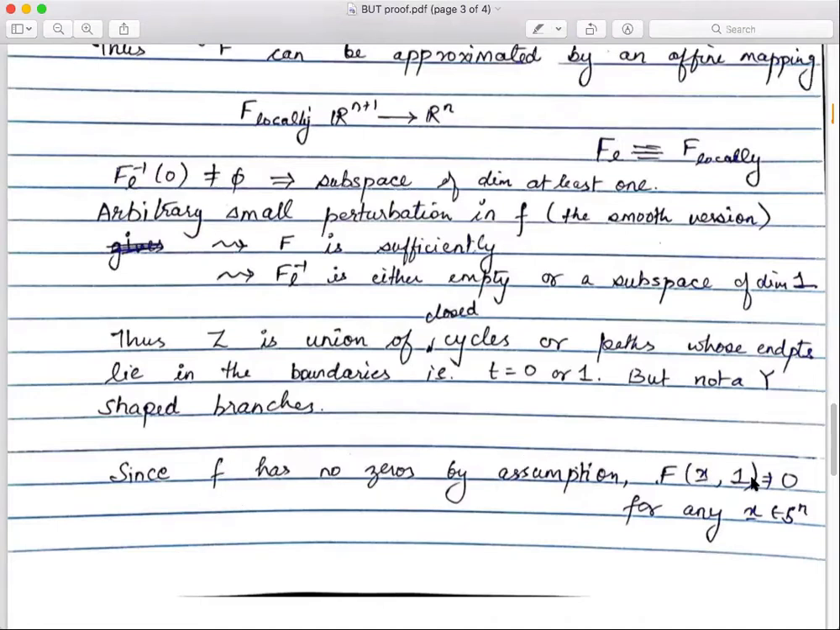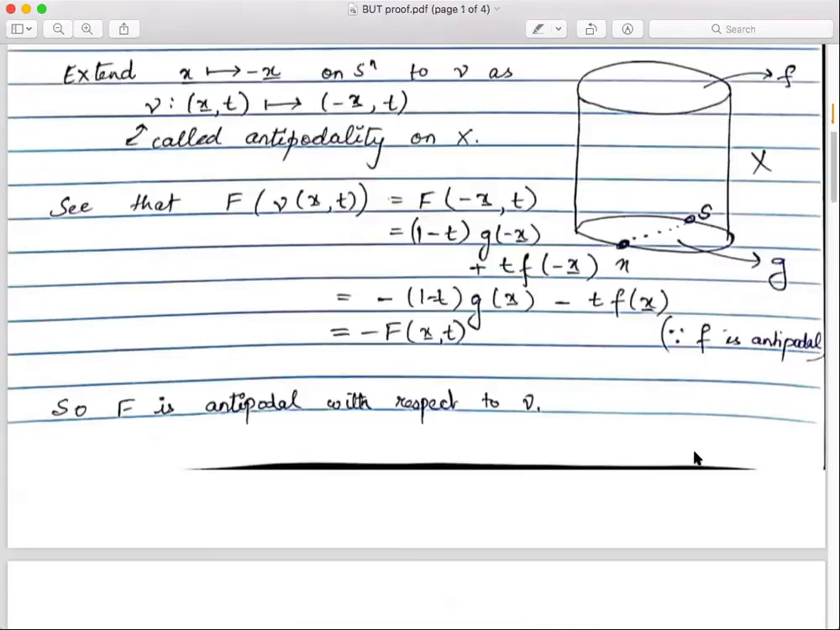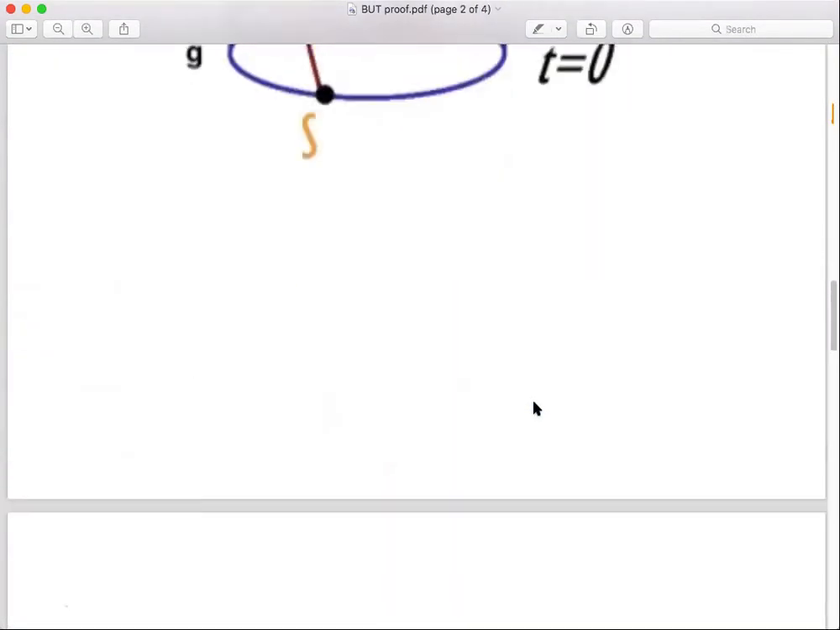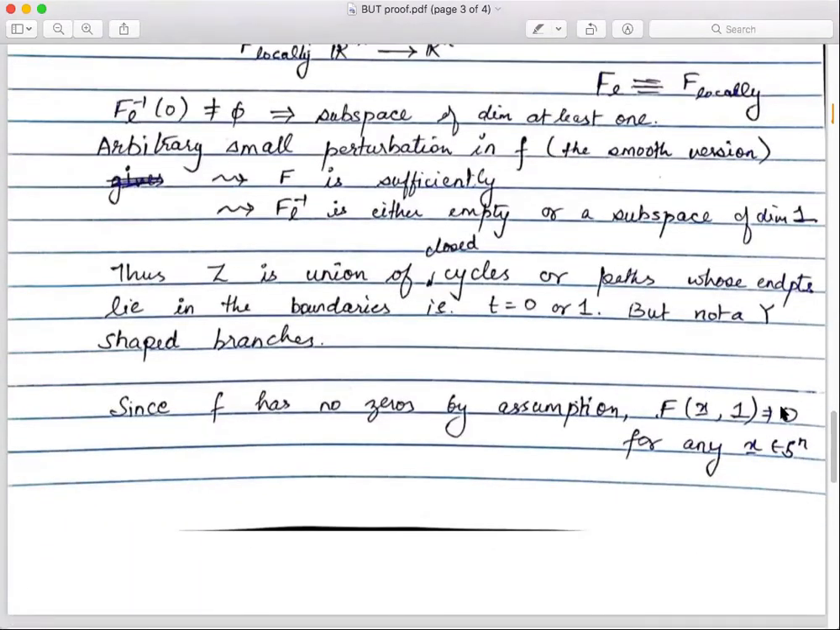So F of x comma 1 cannot be 0, because here F of x comma 1 means this vanishes. You will have just the small f of x. So if capital F of x comma 1 is 0, then that would mean that small f of x is 0, and that is not possible by assumption because f does not have any zeros. So this cannot vanish for any point x in Sn.